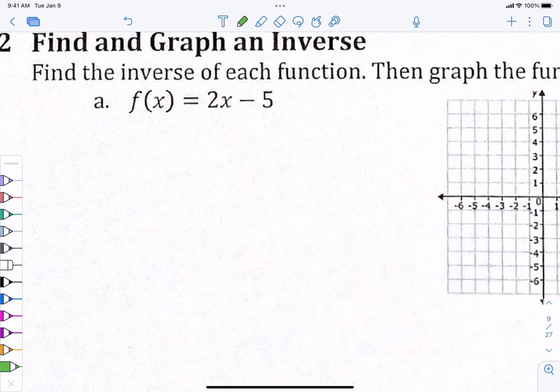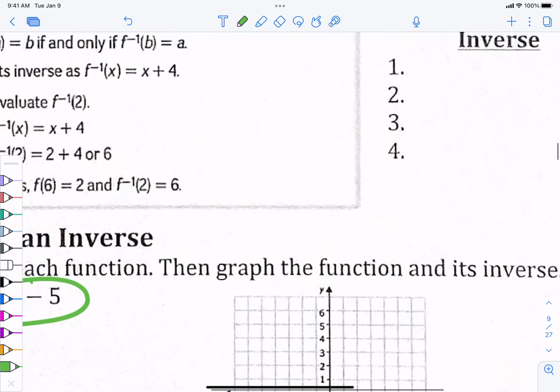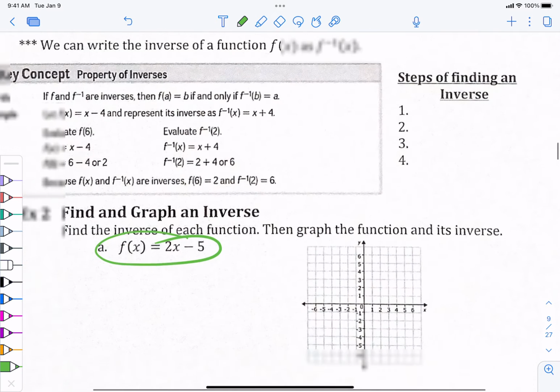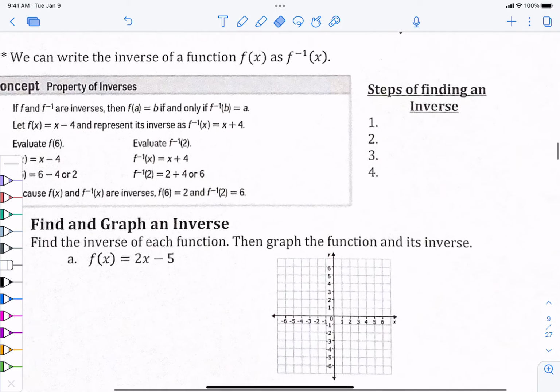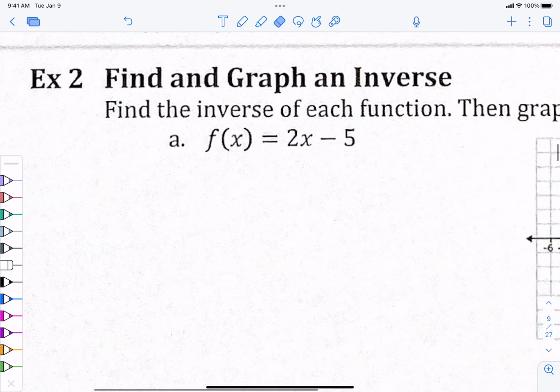Rather than doing ordered pairs, it's easy to invert ordered pairs because you're just flipping them around. But when they give you an equation, it's a little bit harder to find the inverse. So I have given you 4 steps of finding the inverse. And these are 4 basic steps, they are not hard at all. 100%, they're pretty easy. Steps for finding an inverse. I'm going to write the steps up here, and then we'll go down and apply each step to this function.